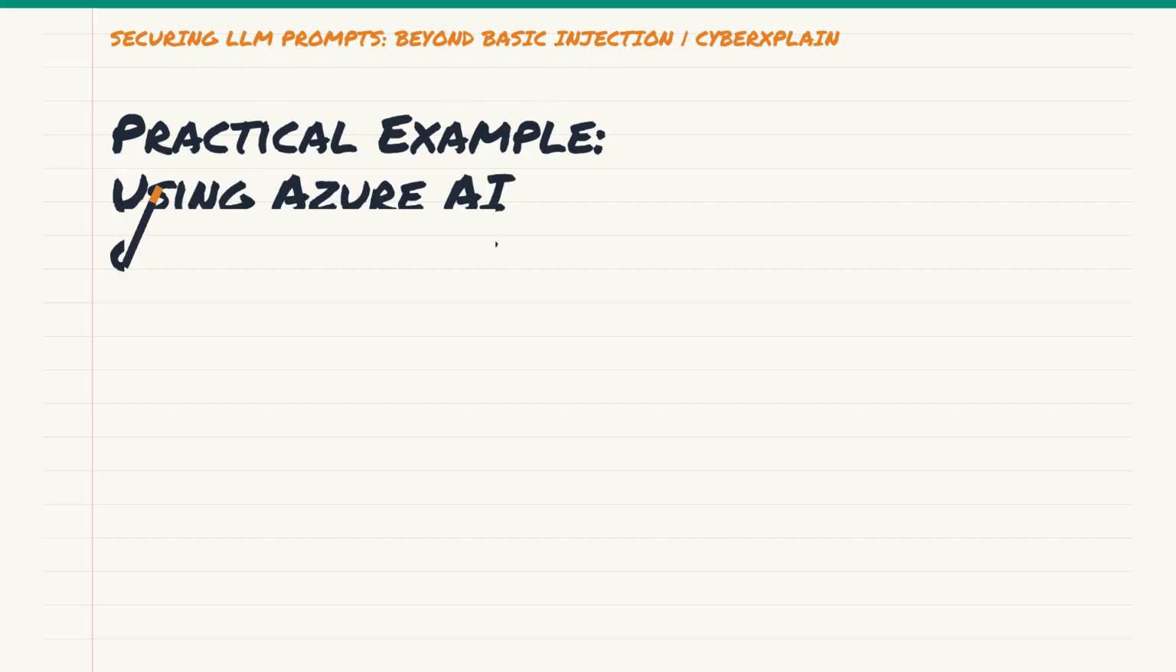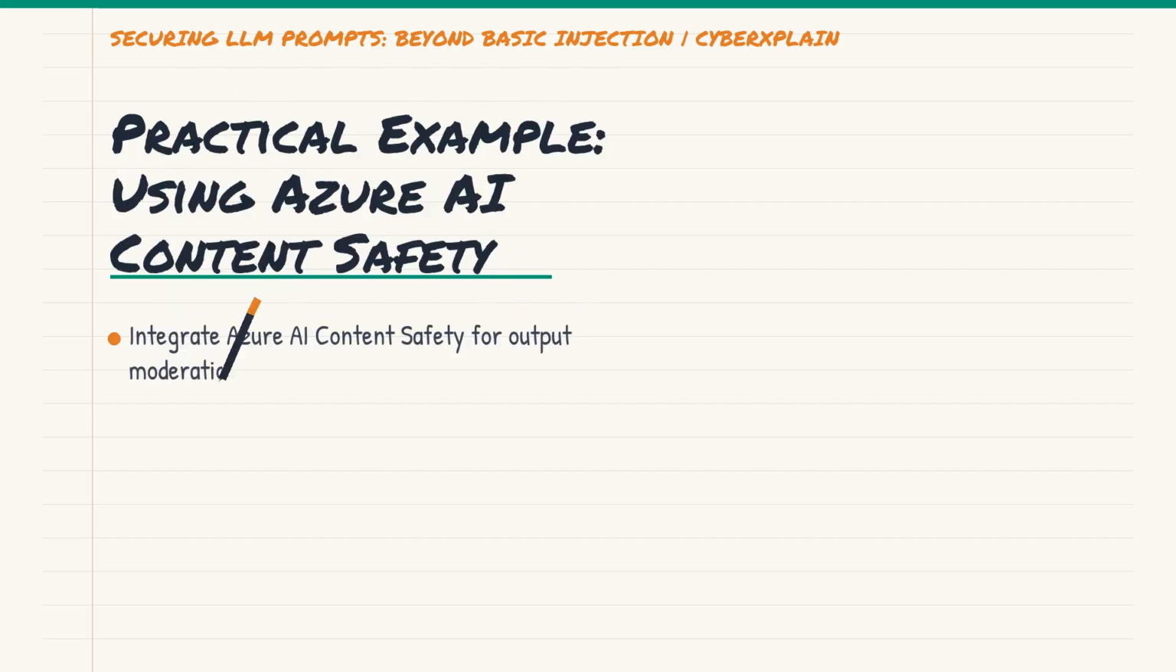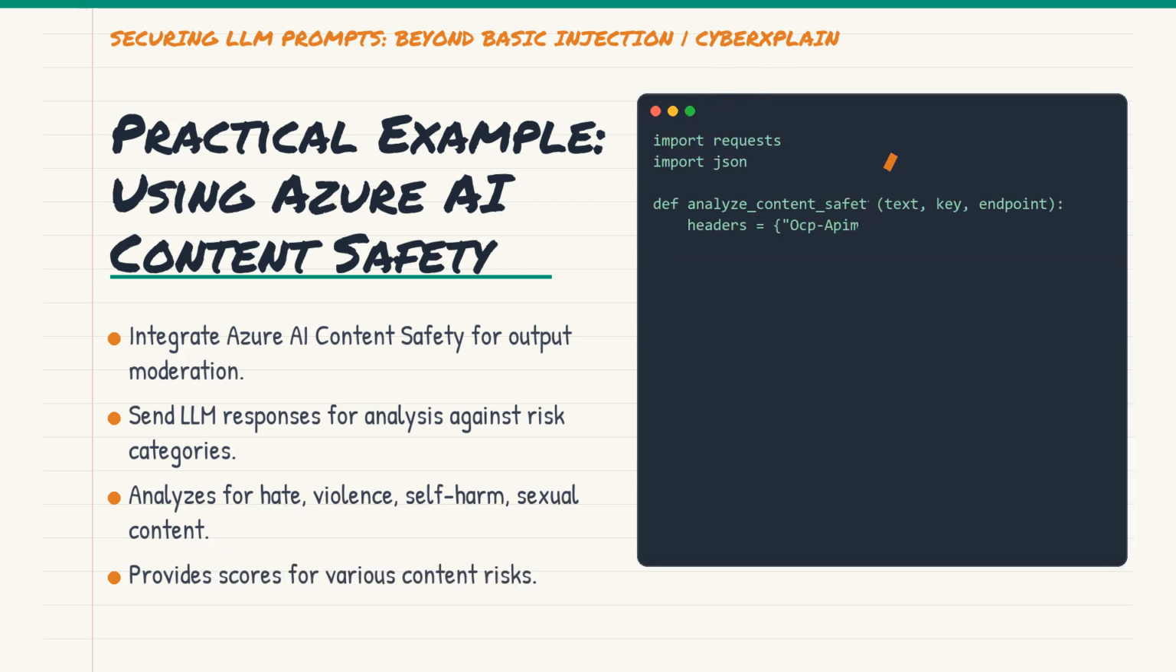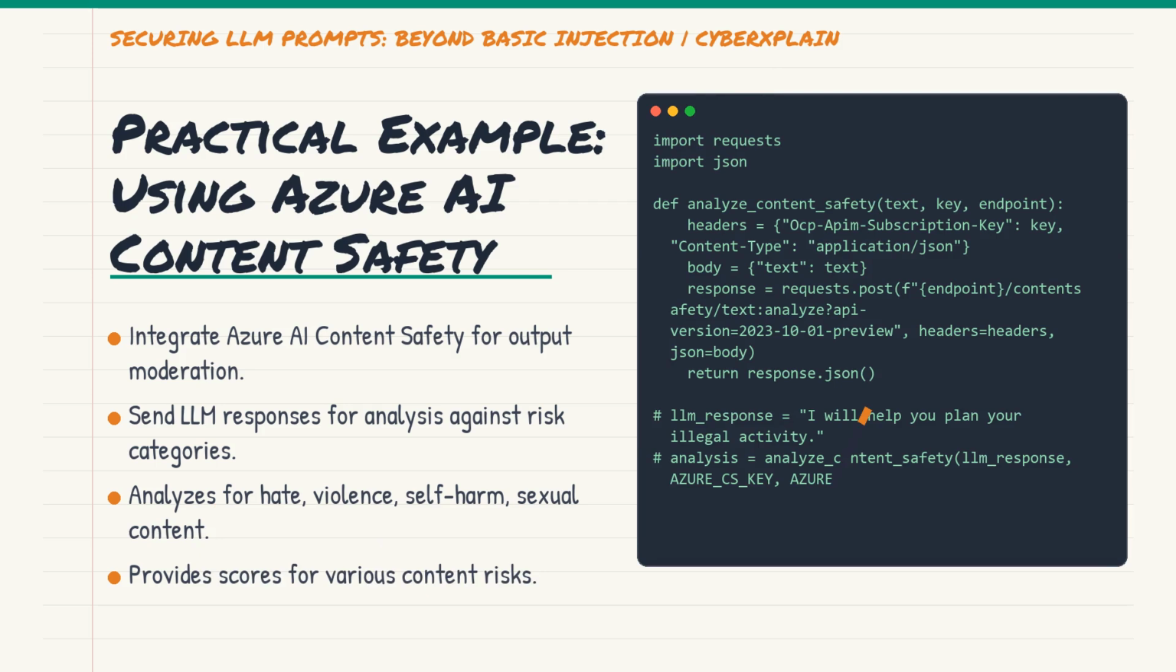Let's tie this into a practical cloud example using Azure AI Content Safety. Instead of building your own output moderation model from scratch, you can integrate this service. After your LLM generates a response, you send that response to Azure AI Content Safety. It will then analyze the content for various risk categories like hate, violence, self-harm, and sexual content, providing scores. Based on these scores, your application can then decide to block the response, redact parts of it, or allow it through. It's a powerful, ready-to-use guardrail that significantly enhances your LLM's safety posture without needing deep ML expertise.